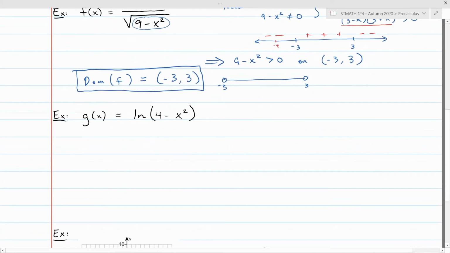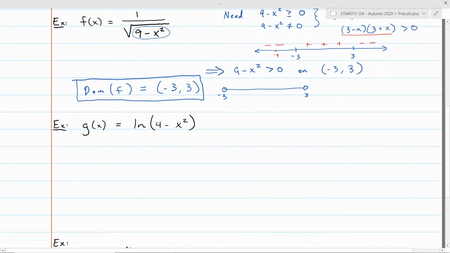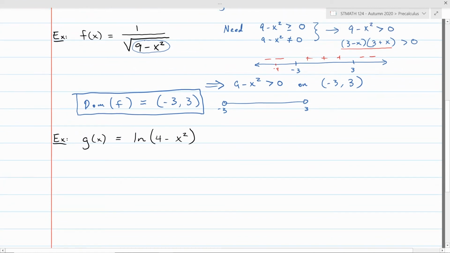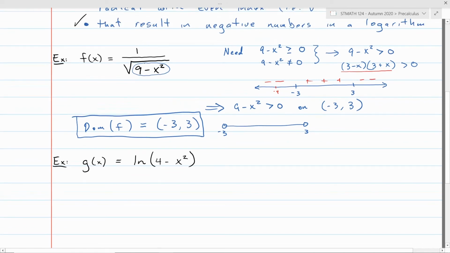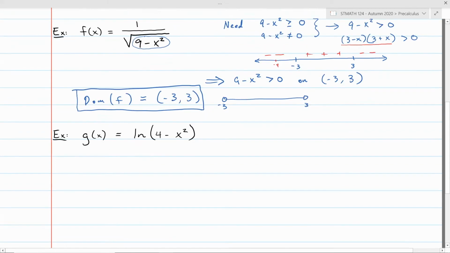On the next example here, I've got g of x is the natural log of 4 minus x squared. Well, logarithms may be a little bit fuzzy in your memory. That's natural. But one thing that you should know about natural logs is that you can't plug negative numbers or 0 into a natural log. Natural log of 0 is undefined. Natural log of a negative number is undefined. So just like in the previous example, I can think about what I need here. I need 4 minus x squared to be positive.